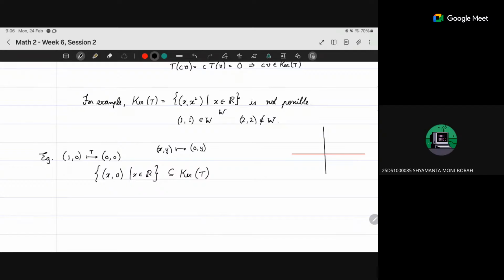So this does satisfy the property that (1, 0) goes to (0, 0). But this is not the zero map. So this map could be the zero map, or it could be a non-trivial map also. But what you can guarantee is that this set (x, 0) is in the kernel. Why can you guarantee that? Since (1, 0) is in the kernel, any scale of (1, 0) is also in the kernel. And what is any scale of (1, 0)? It's just the entire x-axis.